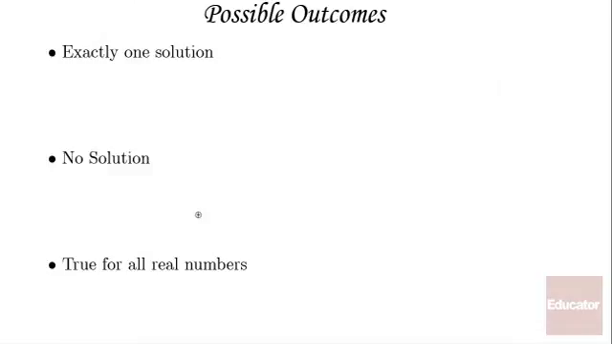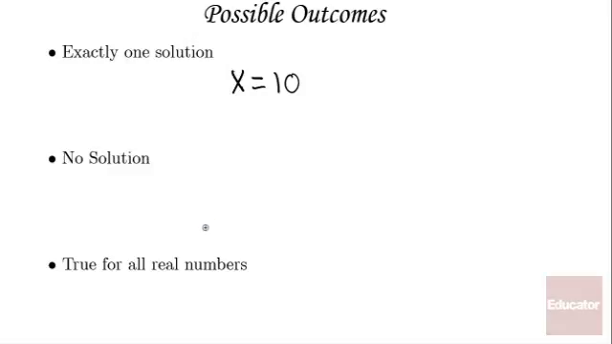There are several possible outcomes when you're solving these equations. There is the possibility that you'll have exactly one solution. So I might have an equation and I might end up with a solution where x equals 10. And we've seen that in the equations that we've worked out so far, where there's one solution.